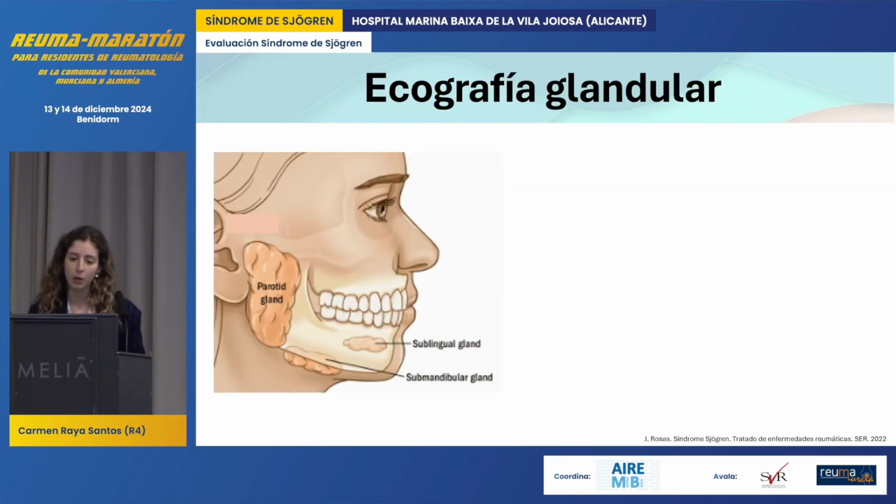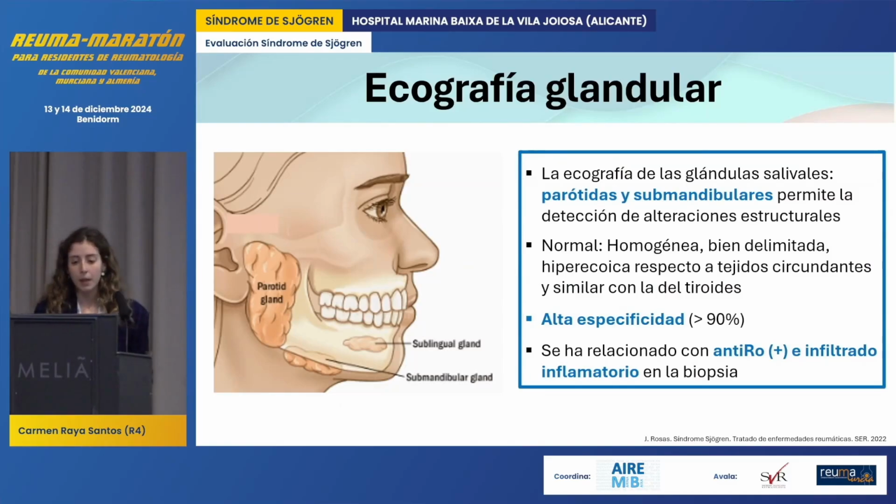And then we move on to glandular ultrasound. Here it will allow us to assess mainly the parotid and submandibular glands. We look for structural alterations, and it is considered normal if it is homogeneous, well-defined, shows hyperechogenicity compared to surrounding tissues, and is especially similar to that of the thyroid. The good thing about this test is that it is very specific, over 90%.